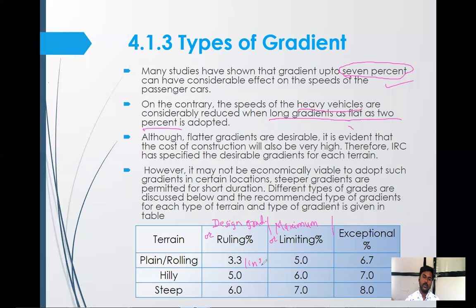1 in 30. 5% means 1 in 20. 6.7 means 1 in 16.7, like this. Okay, or 20, 18. Like these values might be there.